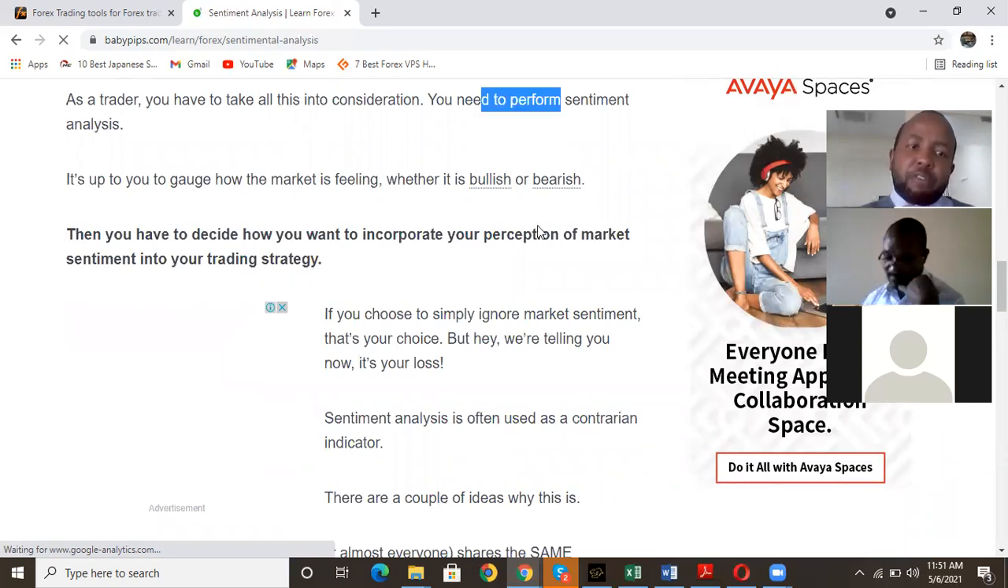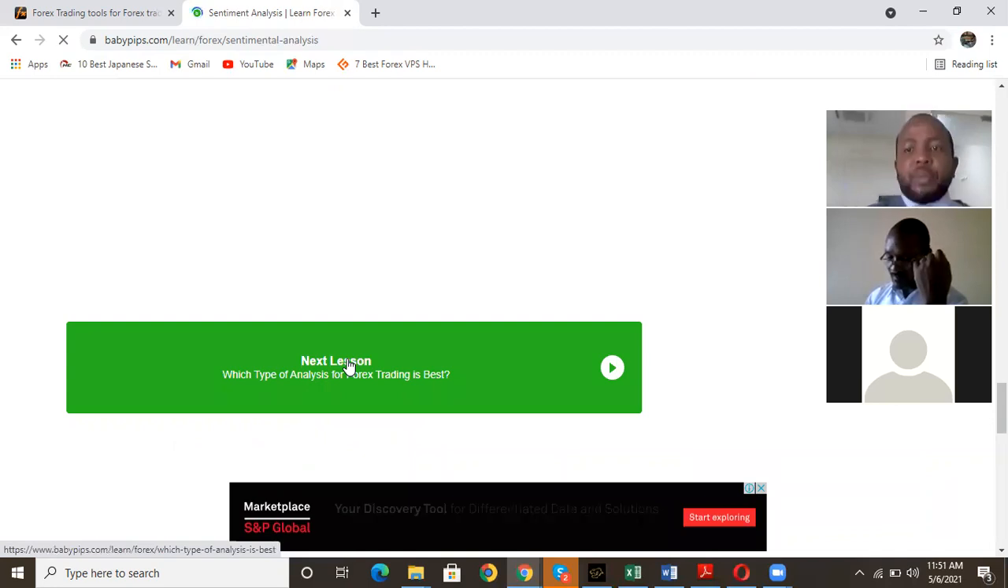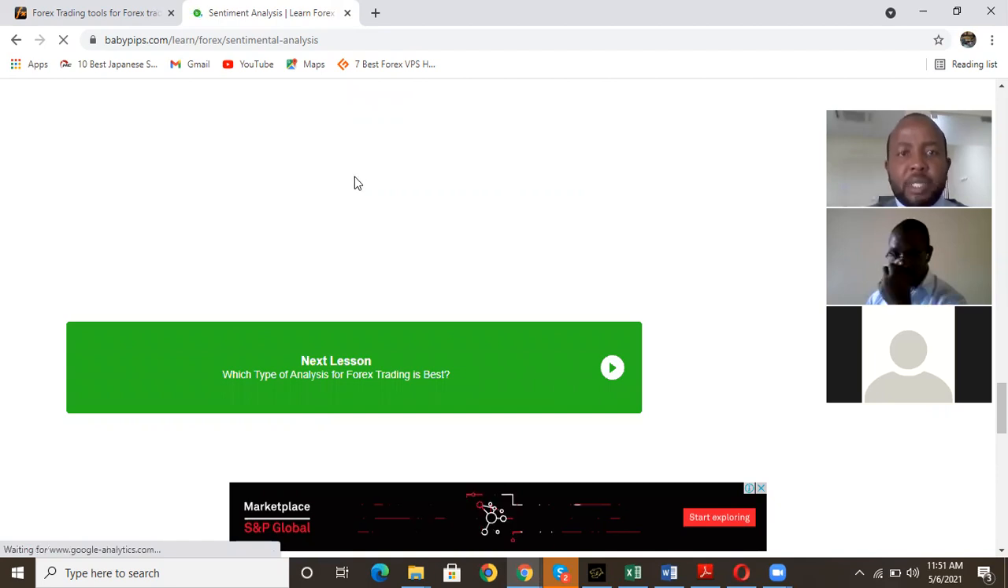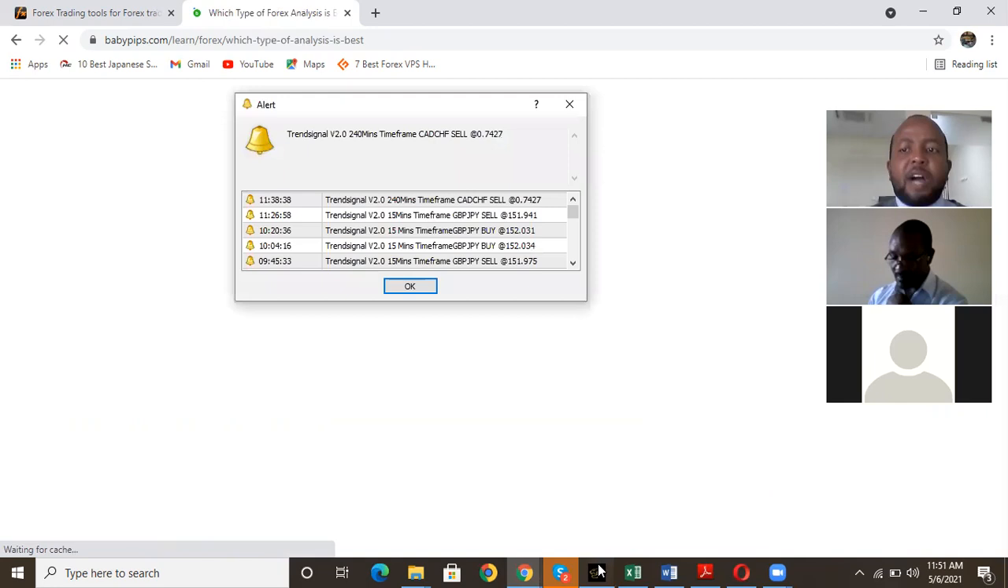So let's now see which analysis works better. Then we see how we combine the three of them so that you can understand how this really works. We'll be delving into each, but mostly we'll be looking at technical and fundamental. For sentiment, I'm going to teach you how to read the sentiment of the market. Sentiment is how the market is feeling. So let me show you, like on Monday.